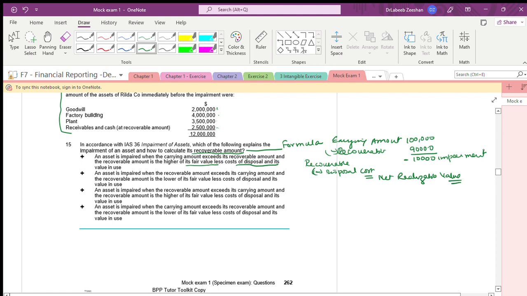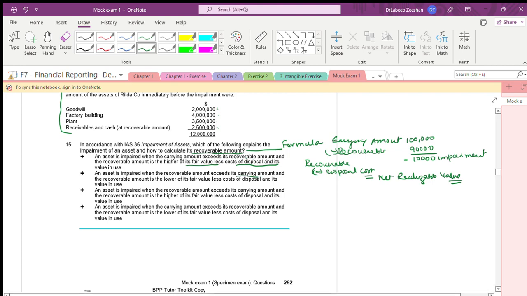That is the reason they are asking this first. See, now you can have a view. First they will target us on the basics, then they will ask you about the applications. Every multiple choice question section will be like this. They will focus on the basics and they will ask you the application. Fine. An asset is impaired when the recoverable amount exceeds the carrying amount.